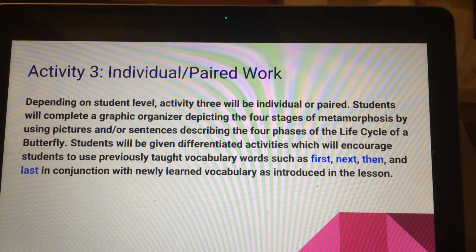Students will be provided with differentiated work practicing previously taught sequential words: first, next, then, last. Students will connect previously taught words to newly learned vocabulary, providing an opportunity for scaffolding language growth.